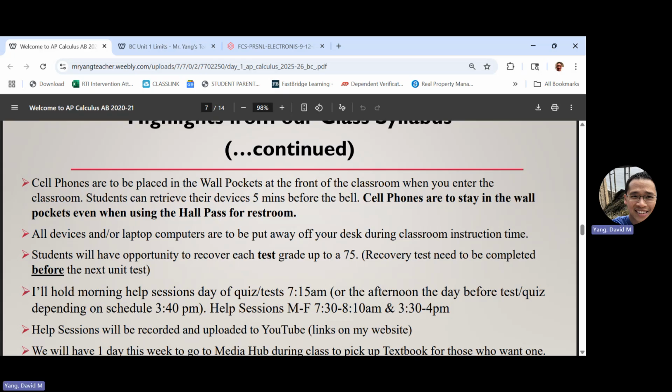Okay, students will have the opportunity to recover each test grade up to 75. This goes for major and for minor grades. And your recovery needs to be completed before the next unit assessment. And it's not just doing corrections.